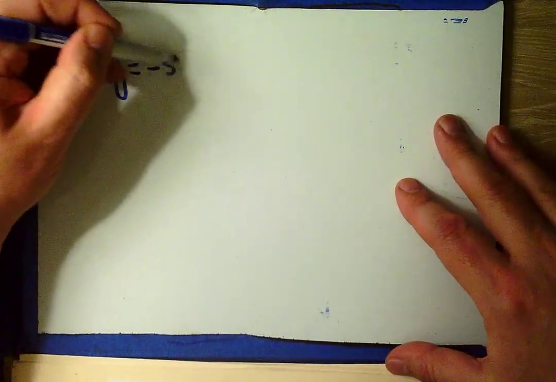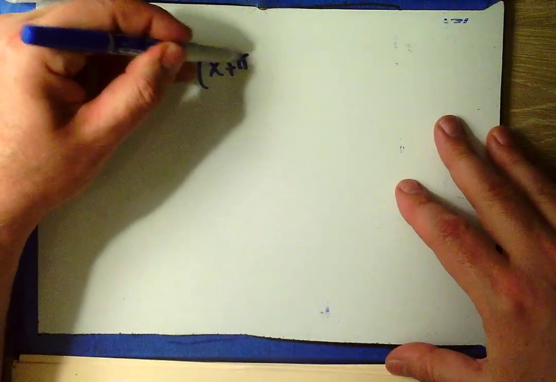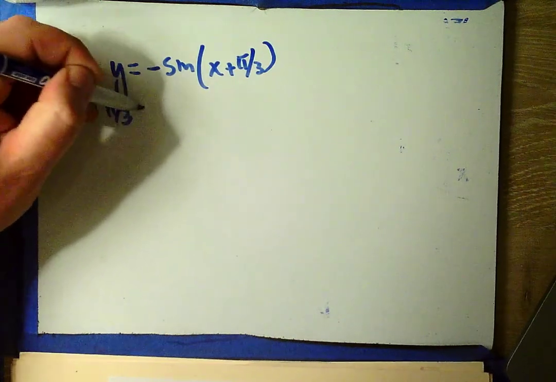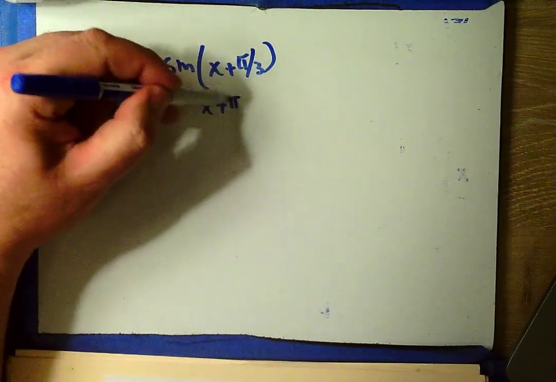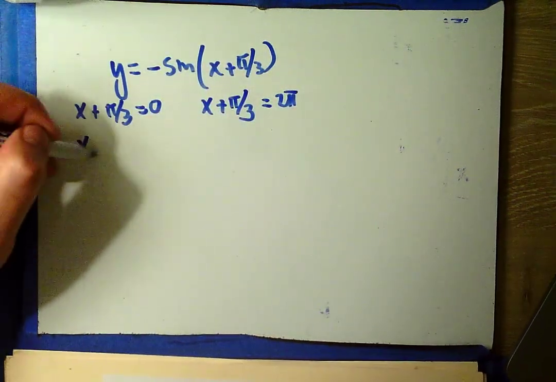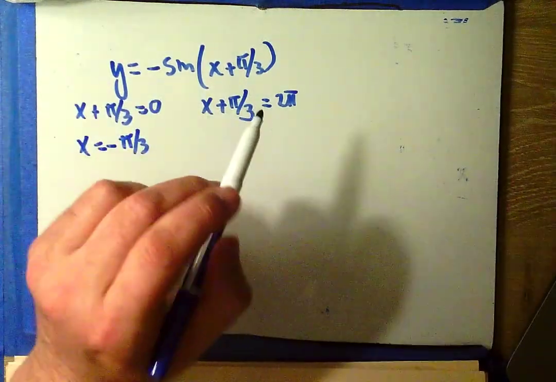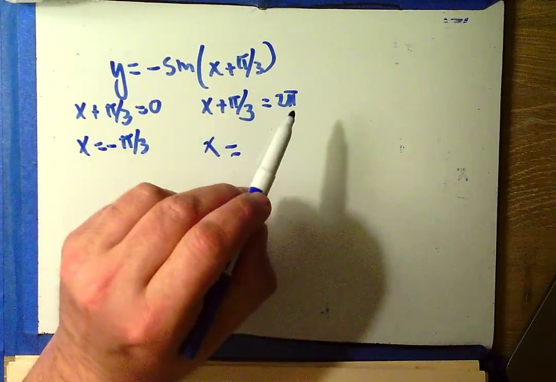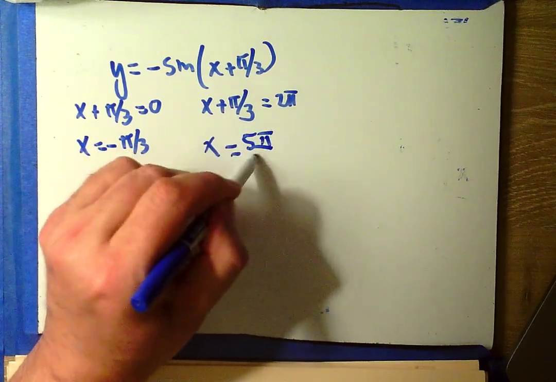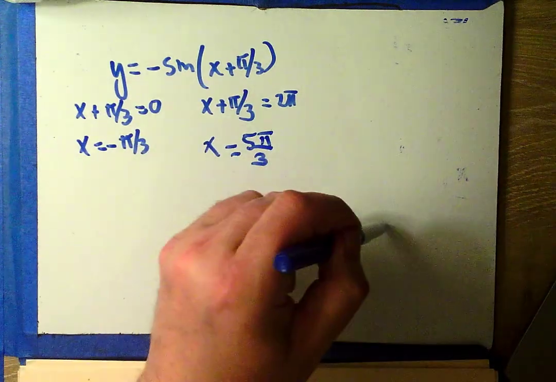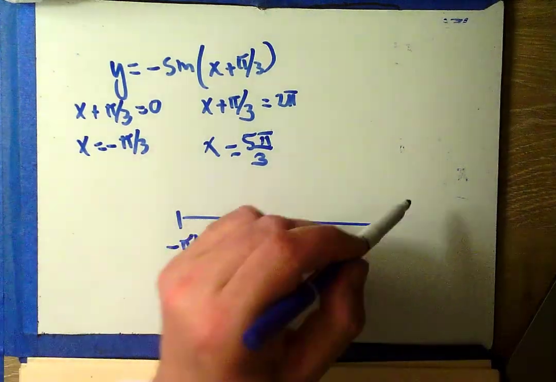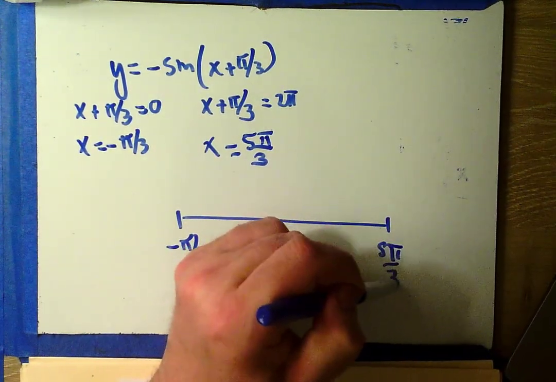Y equals negative sine of x plus pi over 3. So x plus pi over 3 equals 0, and x plus pi over 3 equals 2 pi. I get x equals negative pi over 3. And here, x equals 6 pi over 3 minus 1 pi over 3, which is 5 pi over 3. So our period starts at negative pi over 3 and ends at 5 pi over 3.